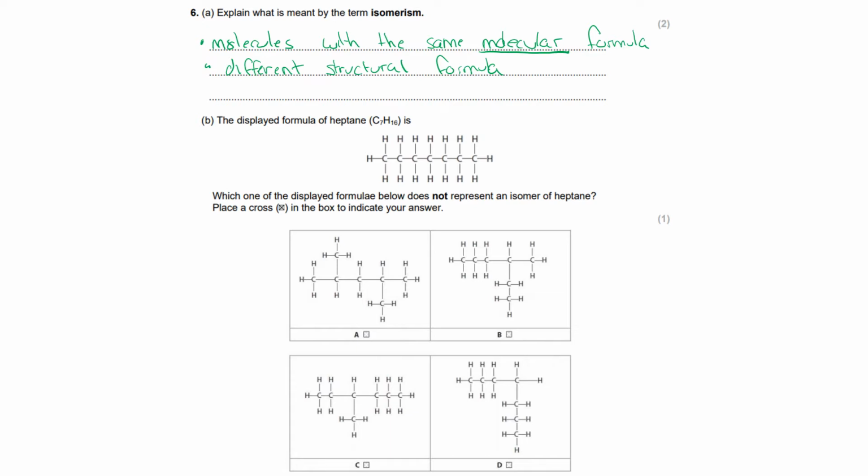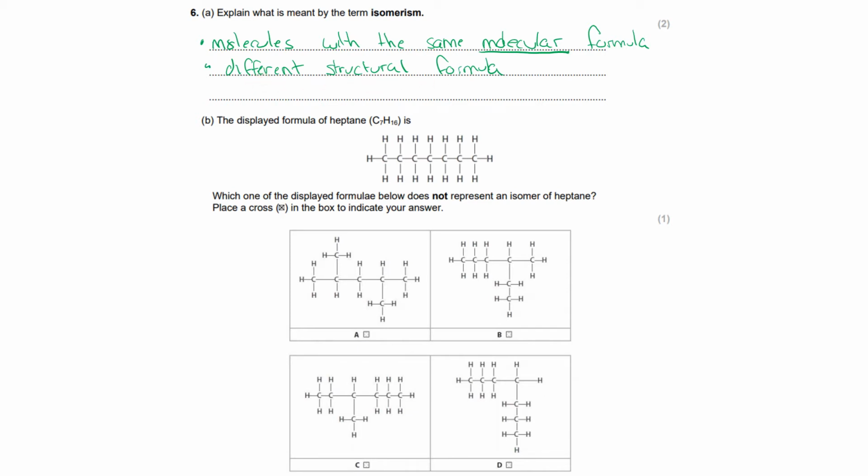Now, if you've said rather than molecular formula, you've said general formula or empirical formula, then you can only get 1 mark. Okay, so it is key that it is the molecular formula. The second mark then comes from different structural formula.